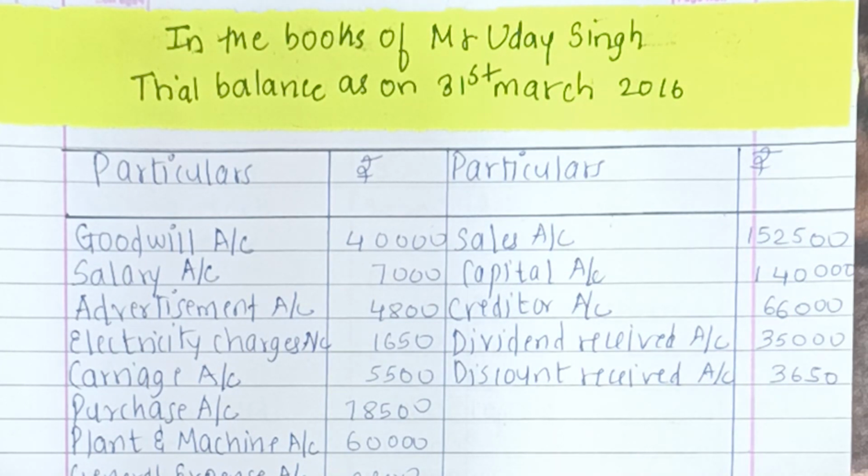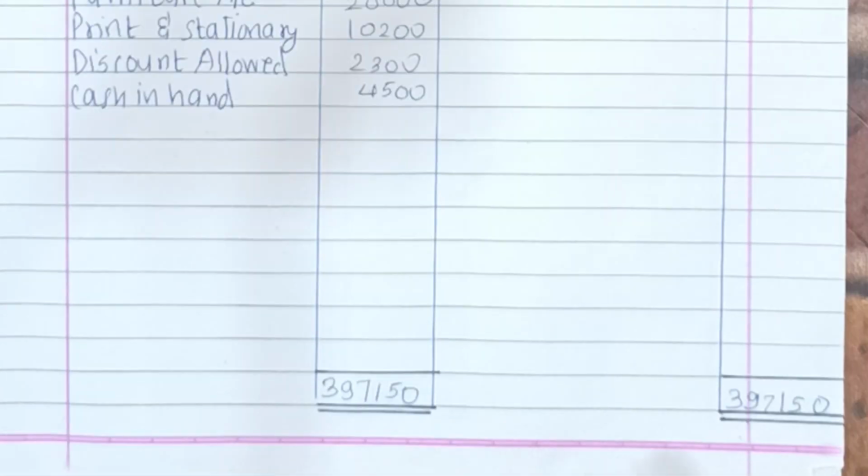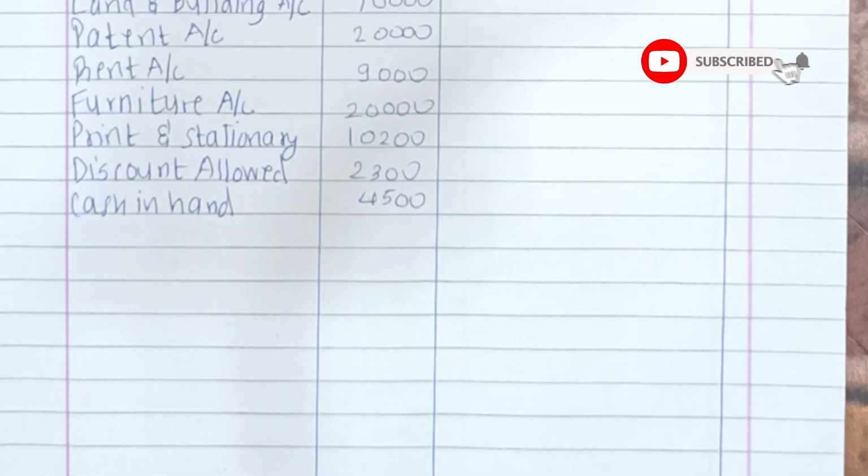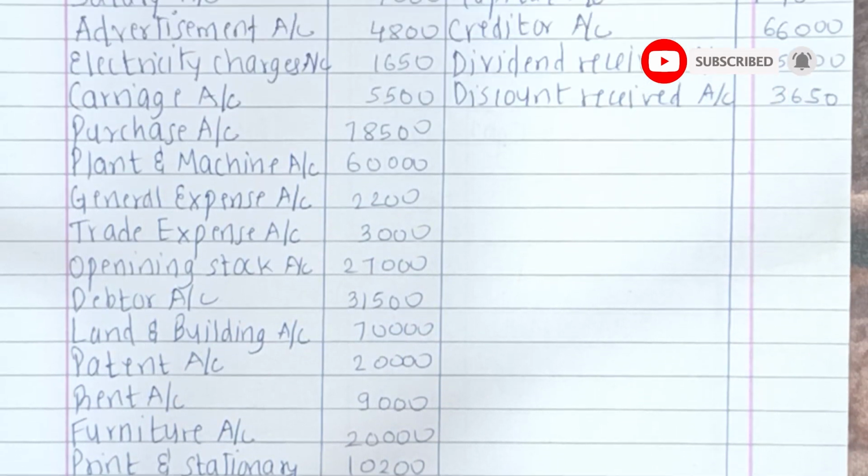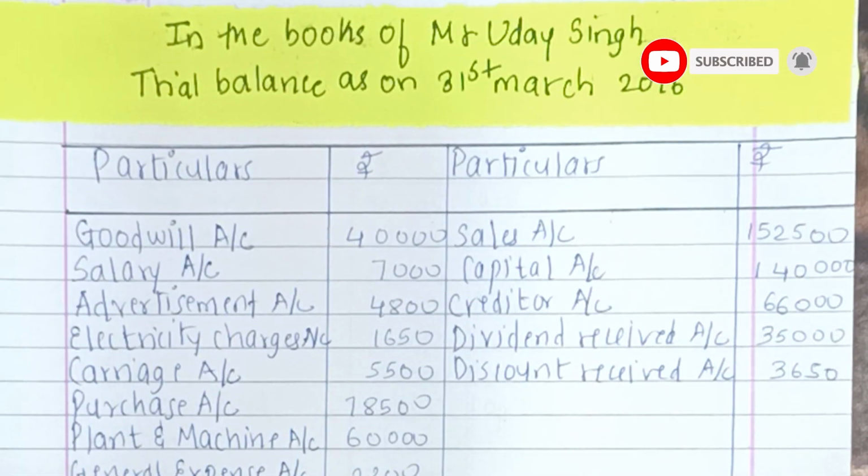After you do this, you have to total the debit and the credit side. As you can see, I have totaled them up here, and I have got 3,97,150 on both sides. So this is how you prepare the trial balance. It means that at the end your debit and the credit should match each other. Only then your sum is right. So this is how you are supposed to solve a trial balance. It is very easy. You just have to know which items go on which side.